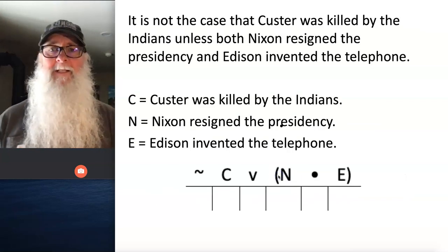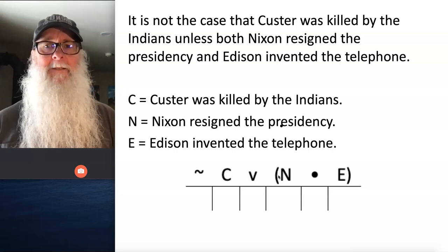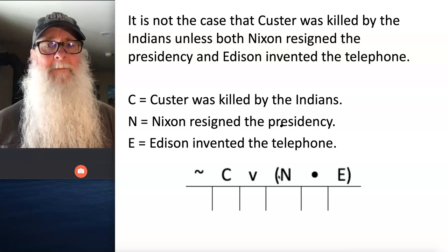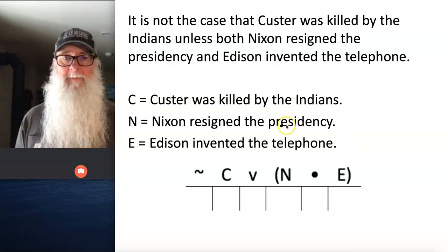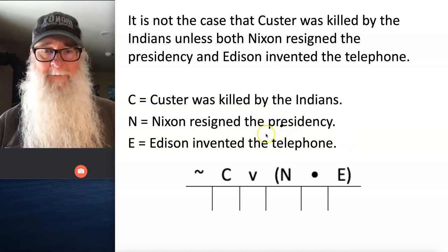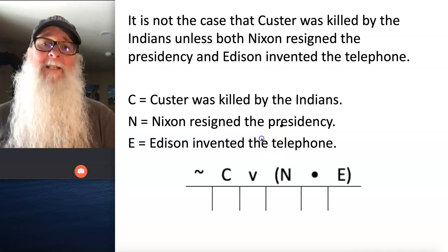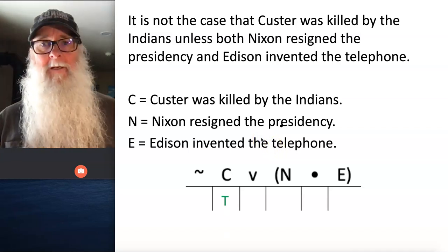Number 2, I used C to represent Custer was killed by the Indians, N to represent the statement Nixon resigned the presidency, and E, Edison invented the telephone. You want to cross-check if you used different letters so that you can follow here. All right, so we fill in our truth values for our statement letters.